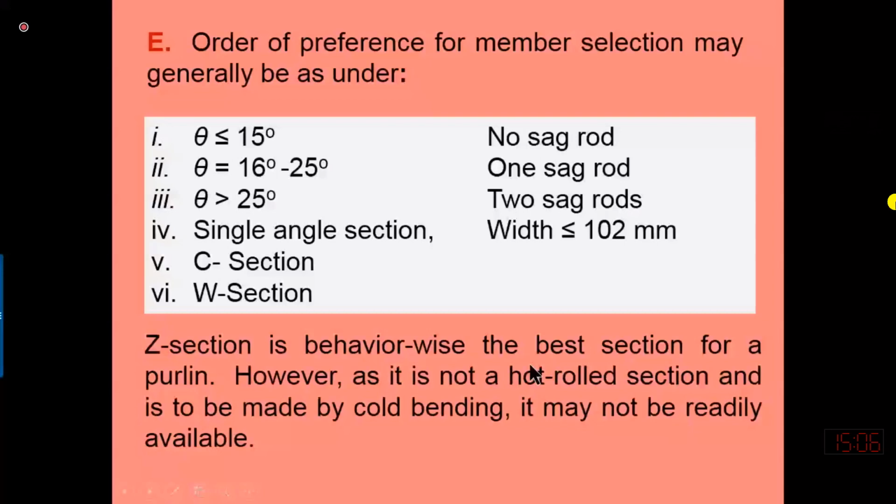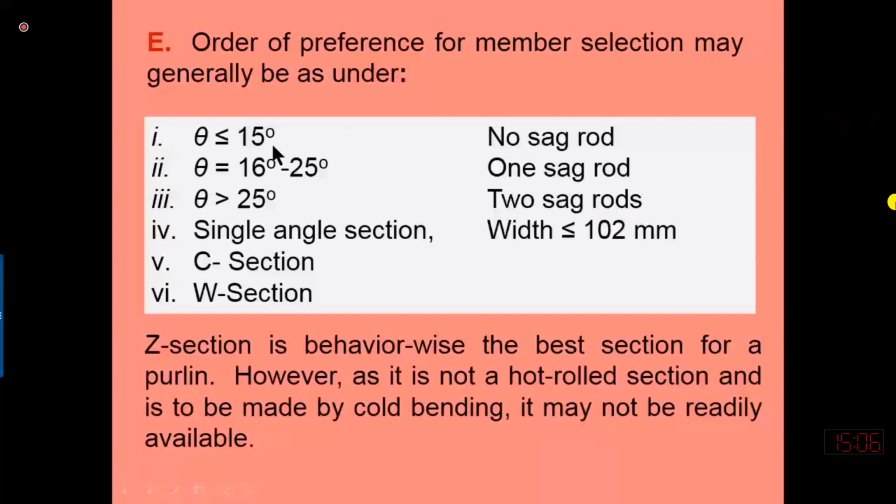Actually, in the previous code, when we are going to design the purlin, we have to move in some chronological order. For example, first of all, we try a single angle without any sag rod. If it is not satisfying, then we go for a single angle with one sag rod, with two sag rods, and then we move to the channel. But now, in the latest specification, the design of the purlin has been made very simple. So what is simple? Depending upon the inclination of the top chord, we can decide how many sag rods are required. So what are sag rods?